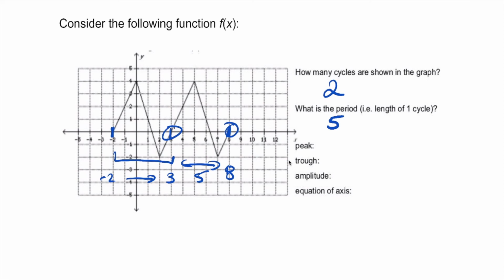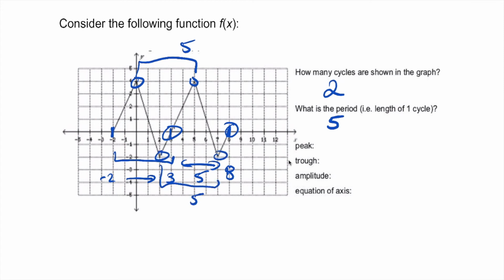Another way we can also look at the period: again, the definition of a period is any 2 points where it starts repeating. We could go from peak to peak, and that distance will give us 5 as well. Or we go from trough to trough. That will also give us a distance of 5.